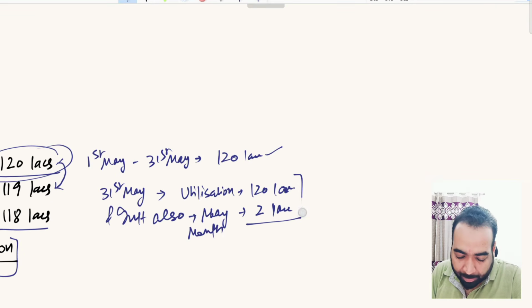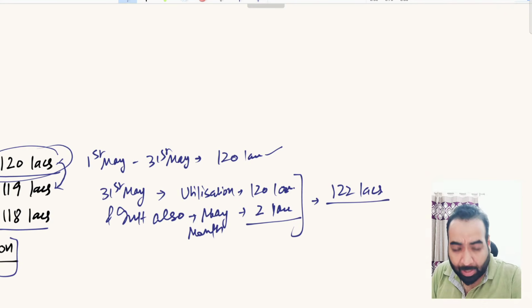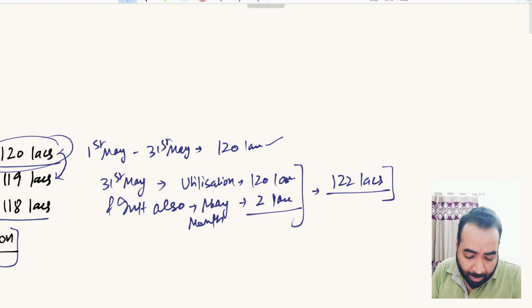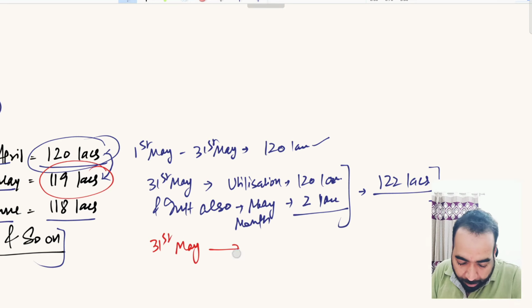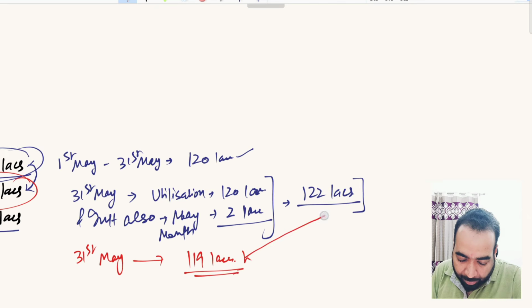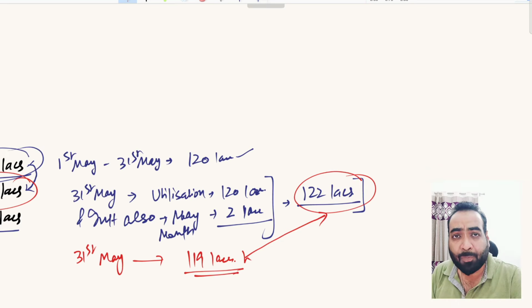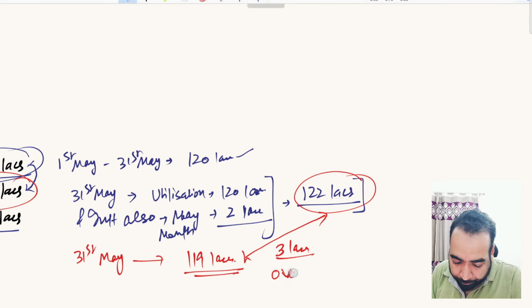Now what will happen on 31st May, your limit utilization will go up to 120 lakh rupees. 120 is your actual utilization, and 2 lakh is the interest charged on your limit account. Your limit utilization has gone up to 122 lakh rupees. But in the software of the bank on 31st May, your limit will get reduced to 119 lakh rupees, while your actual utilization will be shown as 122 lakh rupees in the system, right? So basically 3 lakh rupees has gone overdue here.